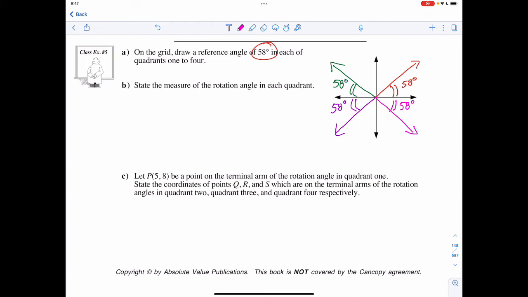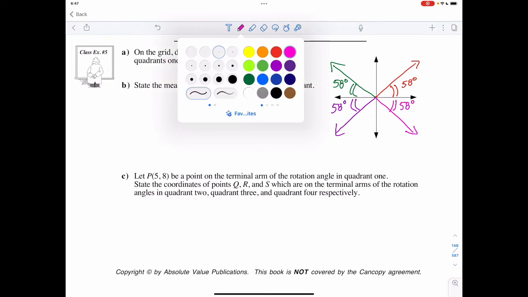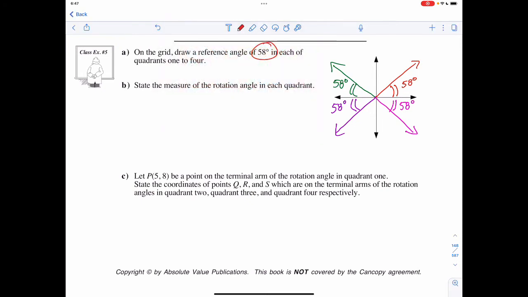When it says state the measure of the rotation angle in each quadrant, the easiest one will always be in quadrant 1. And the reason for that is that in quadrant 1, my rotation angle is equal to my reference angle. So in quadrant 1 here, it'd be 58 degrees.